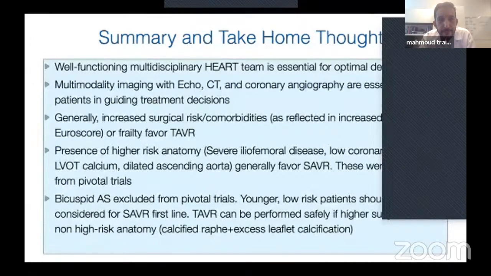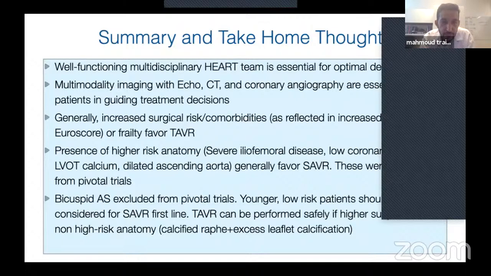So in summary, the key with all these decisions in terms of TAVR versus SAVR is that a well-functioning multidisciplinary heart team is the most essential aspect for optimal decision-making for each individual patient. High-quality multimodality imaging with echo, CT, and coronary angiography is essential to guide treatment decisions. In general, increased surgical risk and comorbidities, as reflected in increased STS and EuroSCORE or frailty, tend to favor TAVR. The presence of higher-risk anatomy, severe peripheral disease, low coronary height, high LVOT calcium, and dilated ascending aortas, especially in the setting of bicuspid valves, generally favor surgical aortic valve replacement.